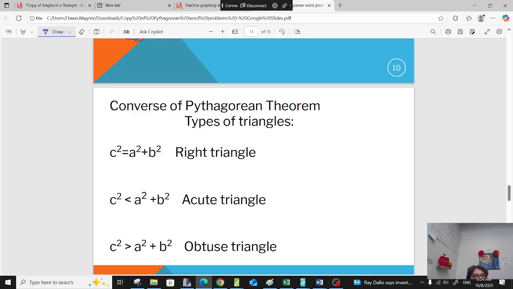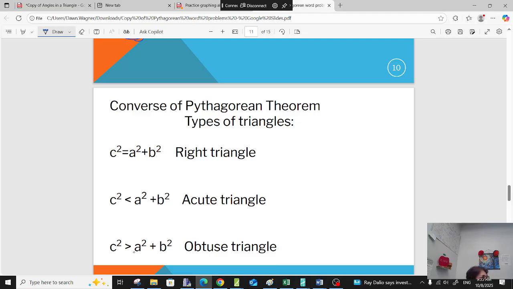So, notice how I put the C's on the left. You are allowed to use this on your test, but when you do this, make sure you put the C squared on the left because you're comparing. If C squared equals A squared plus B squared, we are in good shape. Everything's 90 degrees. It's a right triangle. If it's less than, then I have an acute triangle, less than 90 degrees. If it's greater than, then I have an angle greater than 90 degrees. It's an obtuse triangle, right?